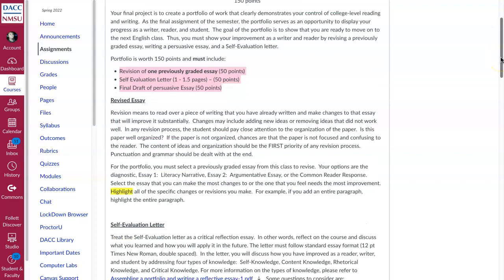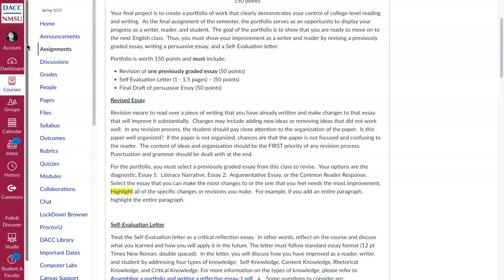Now, when I say revised essay, I mean that you improve the essay substantially. We're not talking about just adding a comma here or there. We're talking about adding content. We're talking about improving thesis statements, improving the organization, substantial changes that are going to improve the essay and also show your growth as a writer.